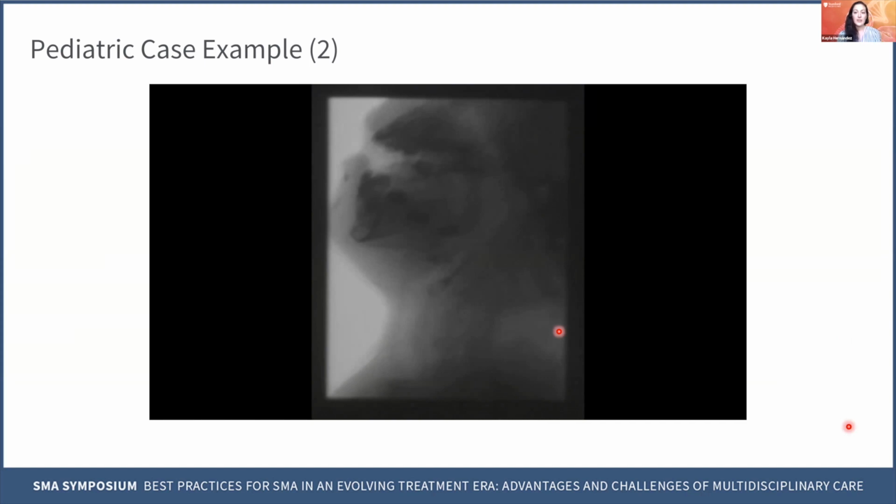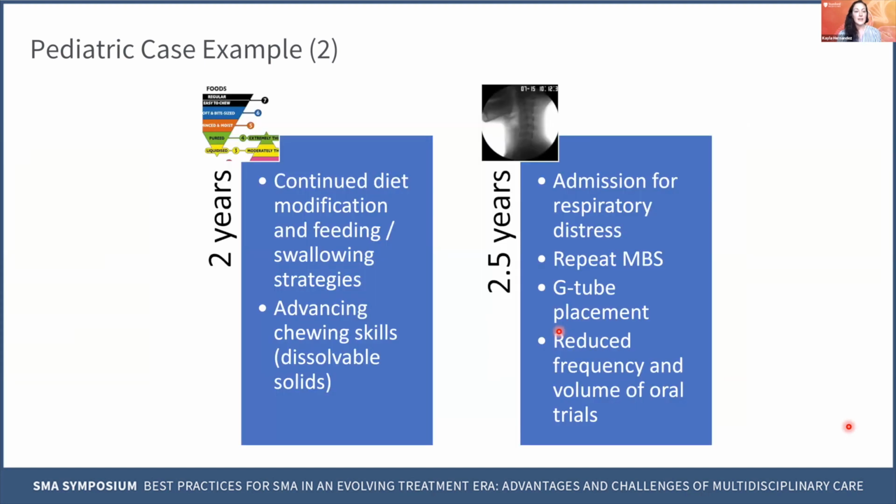So we did feel comfortable letting him continue to eat and drink on his modified diet. And we continued to implement those feeding strategies, eating in an upright position at a slow rate to give him time to take additional swallows to clear boluses. And we were working therapeutically on advancing his chewing skills with more easily dissolvable, meltable solids, so that we could continue to work on some chewing directly.